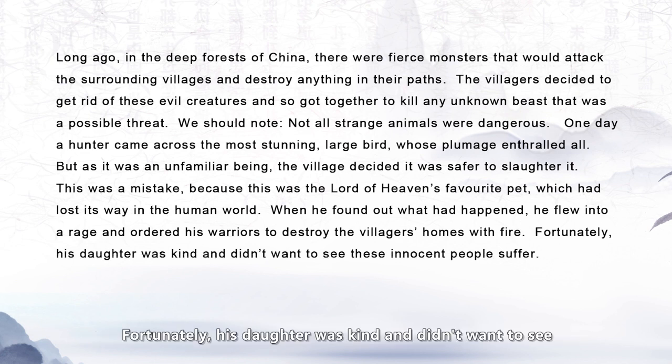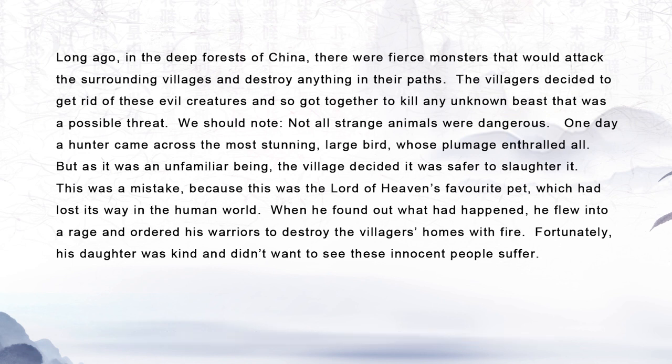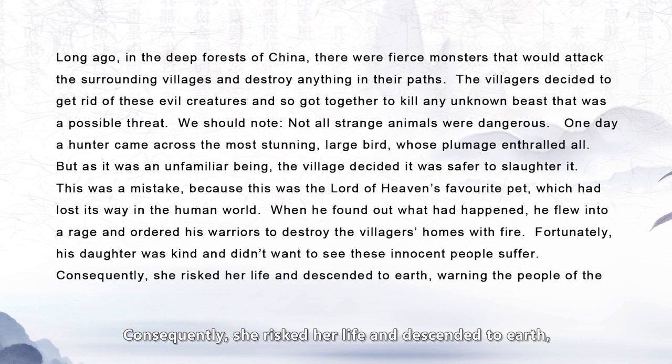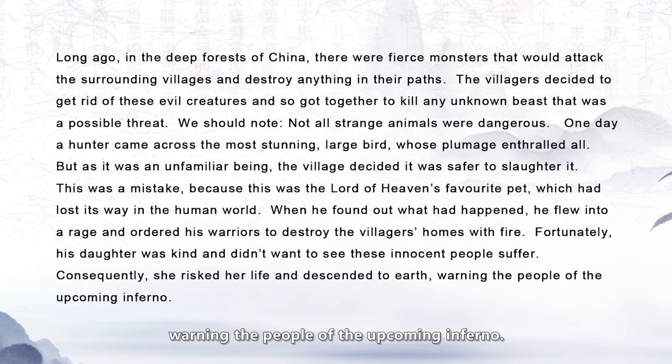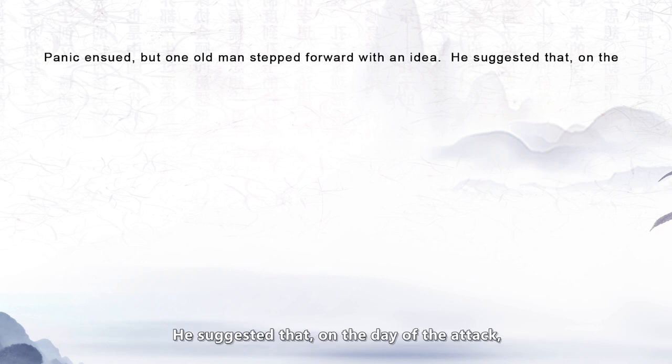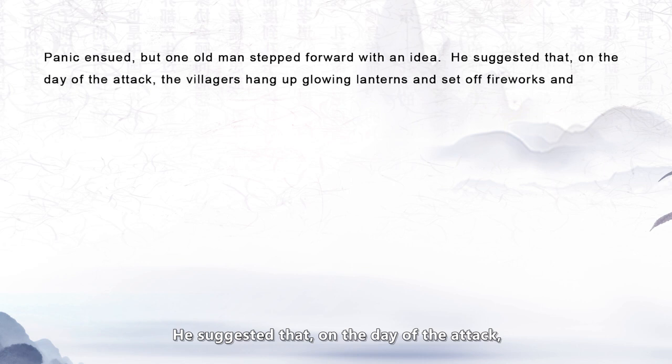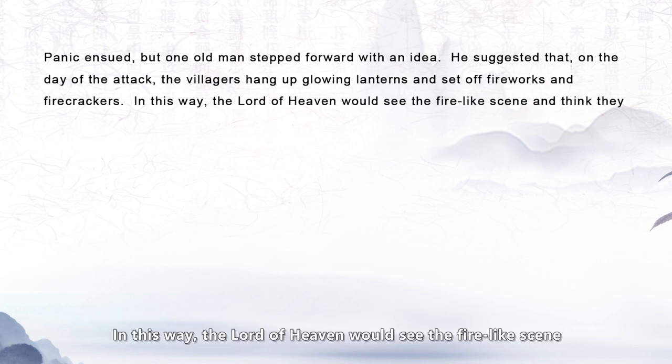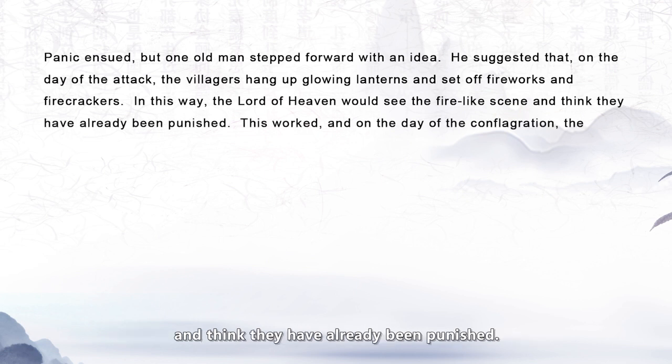Fortunately, his daughter was kind and didn't want to see these innocent people suffer. Consequently, she risked her life and descended to earth, warning the people of the upcoming inferno. Panic ensued, but one old man stepped forward with an idea. He suggested that, on the day of the attack, the villagers hang up glowing lanterns and set off fireworks and firecrackers. In this way, the Lord of Heaven would see the fire-like scene and think they have already been punished.